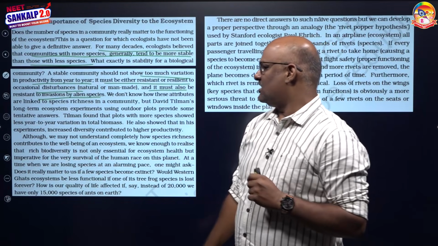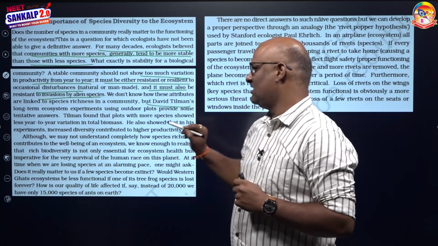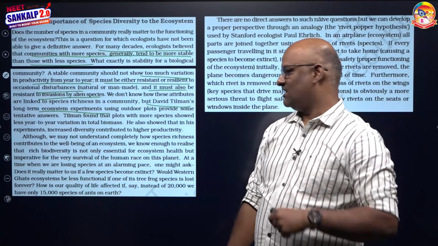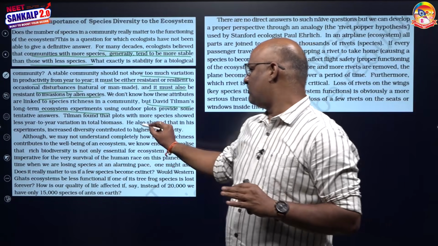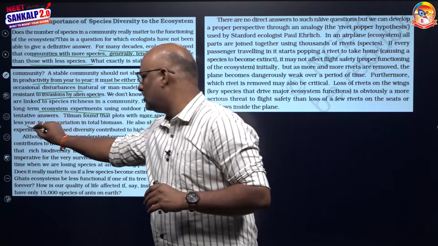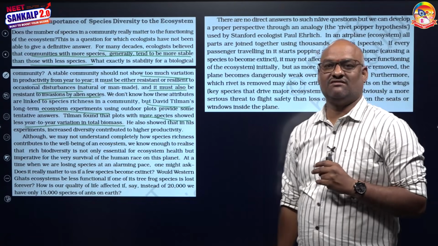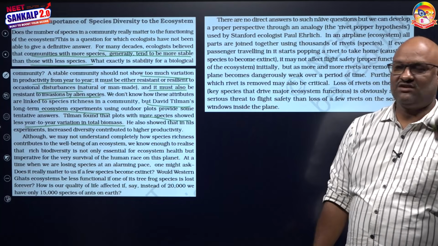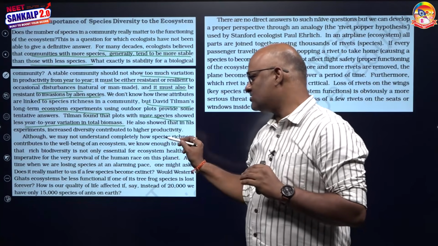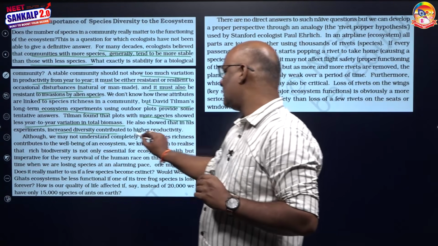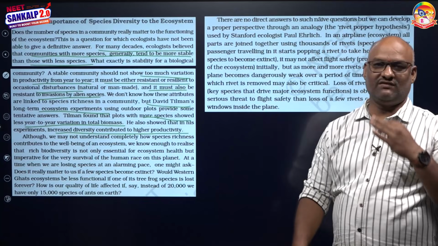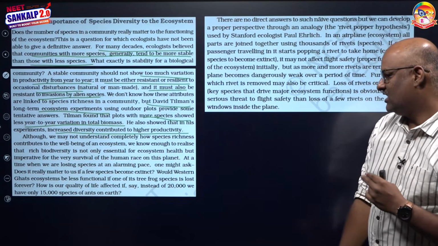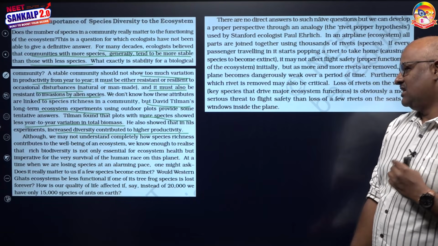Now, David Tilman, in his long-term ecosystem experiments, outdoor plot experiments, found that the plots with more species showed less year-to-year variation in total biomass. If the species are more, the variation in biomass was less. He also showed that increased diversity contributed to higher productivity. If the diversity increases, productivity also gradually increases. Okay, that's about David Tilman's outdoor plots experiment.